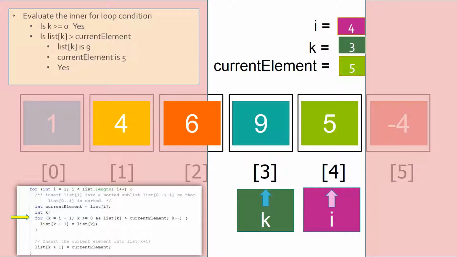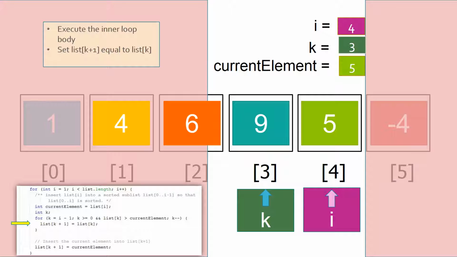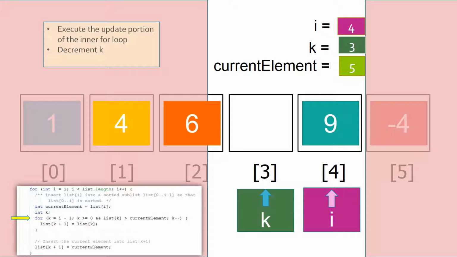And we're going to evaluate our condition here. Is k greater than or equal to 0? Yes, it is. Is the data at list position k greater than our current element? Yes, it is. So we're going to execute that inner loop and set list position k plus 1 equal to list position k. Now we want to execute the update portion of our inner loop by decrementing k.